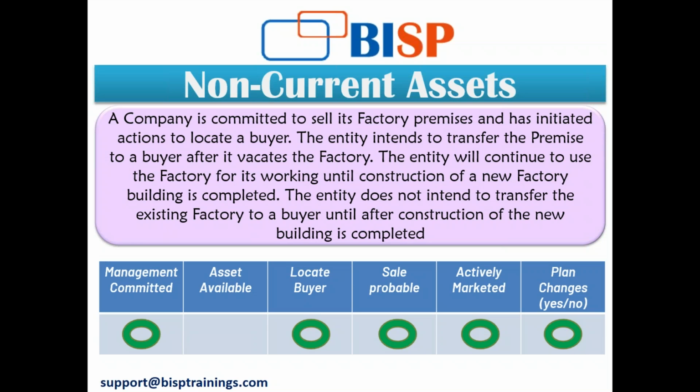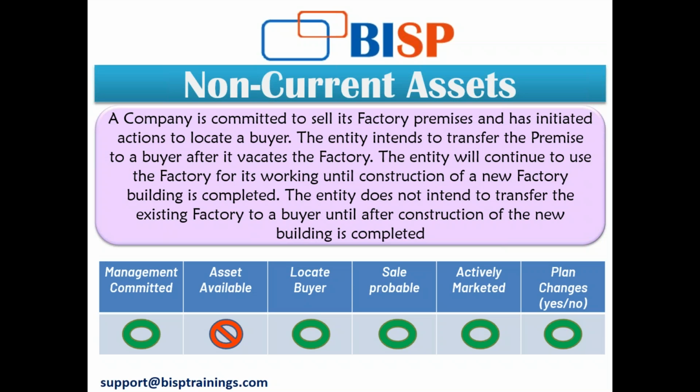But is the asset available for immediate sale? No. Hence, you cannot classify this factory premises as non-current assets held for sale under IFRS 5. The delay in the timing of the transfer of this existing factory premises imposed by the entity demonstrates that the building is not available for immediate sale under the criteria specified by IFRS 5. And this criteria would also not be met until the construction of the new building is completed.